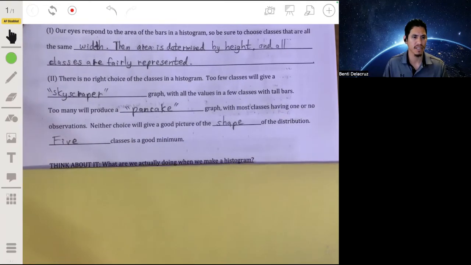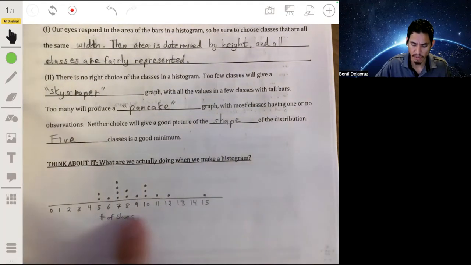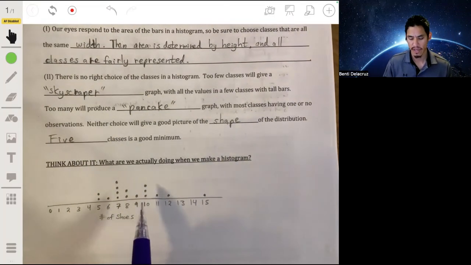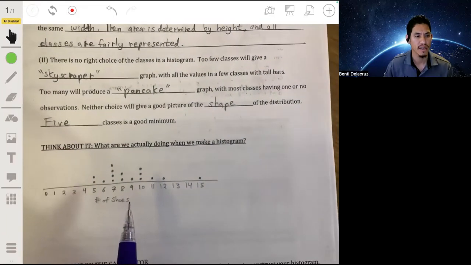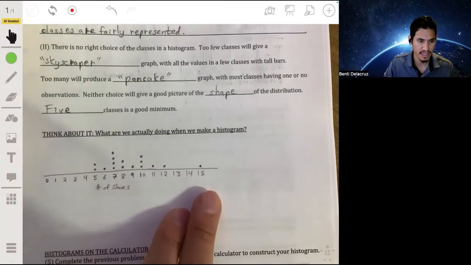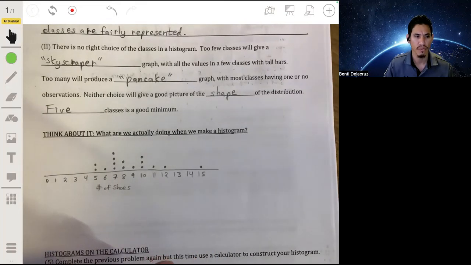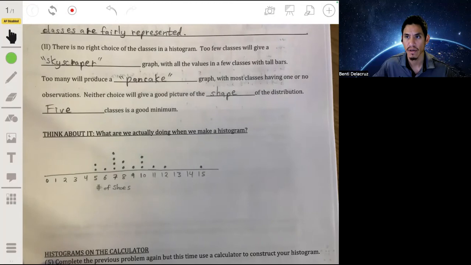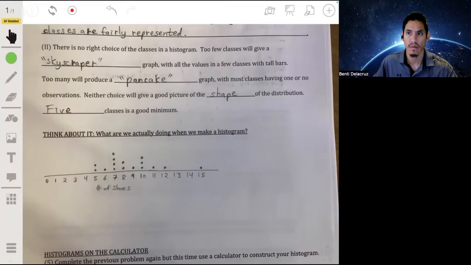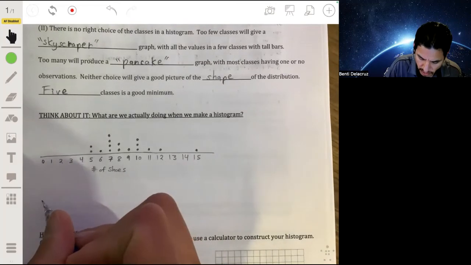Now let's think about what it is that we're actually doing when we make a histogram. I went ahead and replotted the dot plot data from the number of shoes that my class had. If we want to make this into a histogram, what would we do? Essentially, we would first break this into intervals. Let's say we want to go in intervals of 3. So we would go something like this.